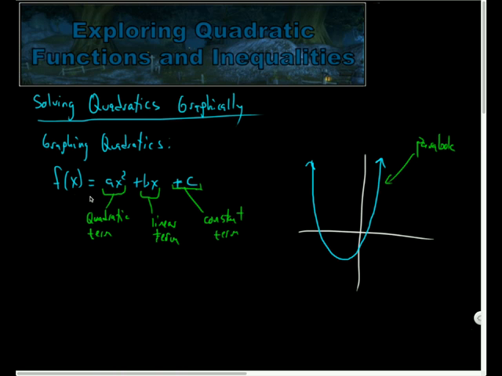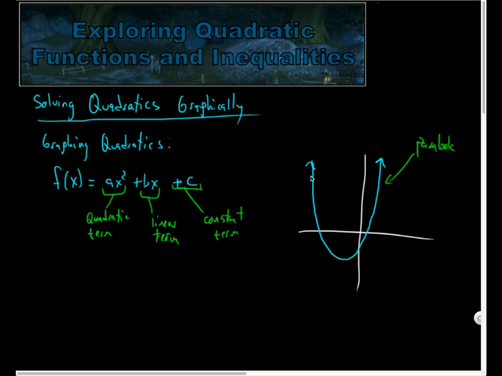So what I have here is a standard form of a quadratic equation. It's f of x equals ax squared plus bx plus c. The f of x, by the way, could also be written as y equals that. It's just another way of writing the output of the function. So the x squared term is our quadratic term, the x term is our linear term, and the c is our constant term.